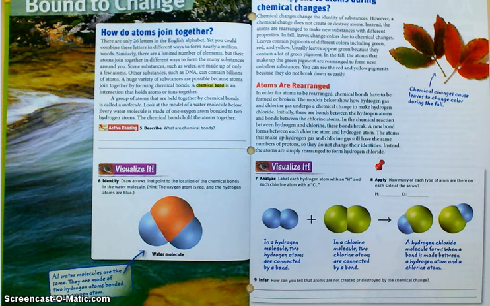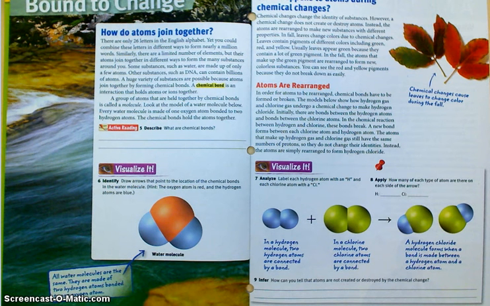All right, I'm now on page 138. How do atoms join together? There are only 26 letters in the English alphabet, yet you can combine those letters in different ways to form nearly 1,000,000 words. Similarly, there are a limited number of elements, but their atoms join together in different ways to form the many, many substances around you.